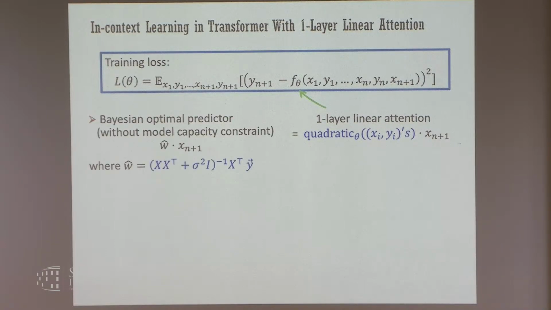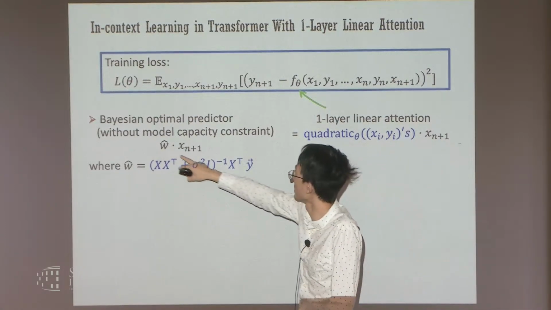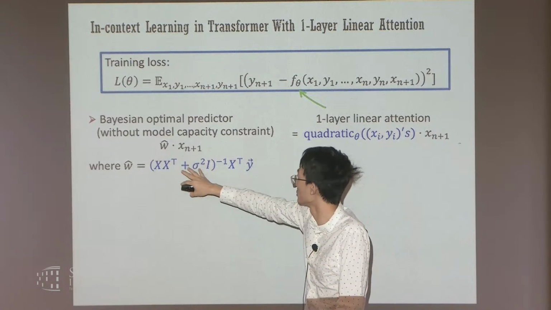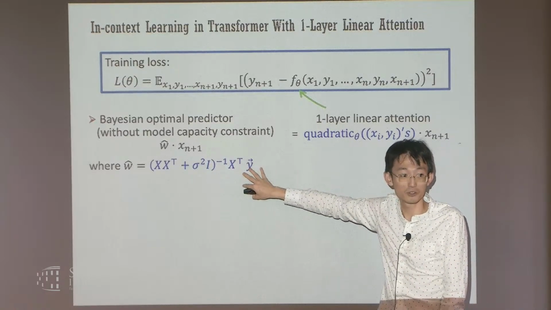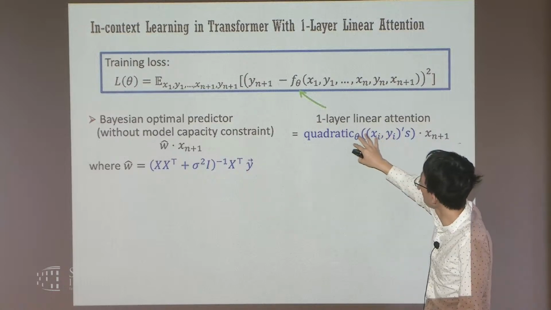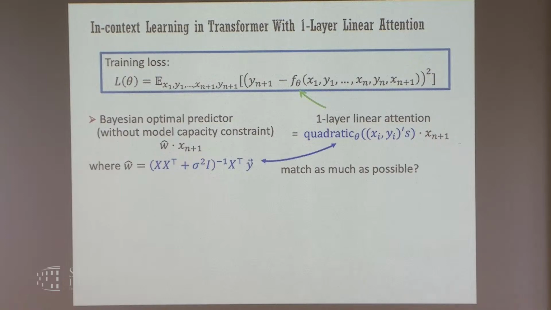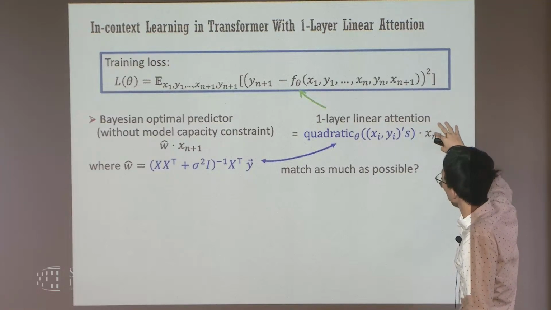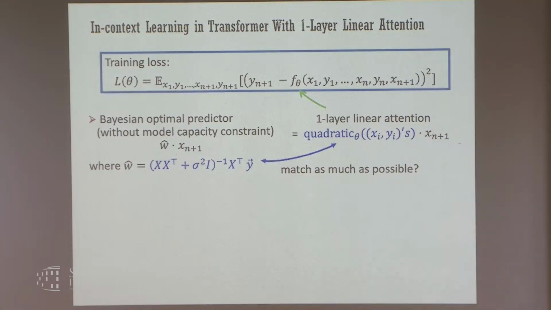And when you test, what's the optimal thing? If you don't have any restrictions, then the optimal predictor will be some linear predictor on top of x_{n+1}, and this is the Bayesian optimal predictor, the ridge regression estimator. But this is something you cannot achieve because you don't have enough capacity. The only functions you can represent are these cubic functions. So in some sense, the loss function is trying to find the best predictor among this family that is as close to the Bayesian optimal estimator as possible.